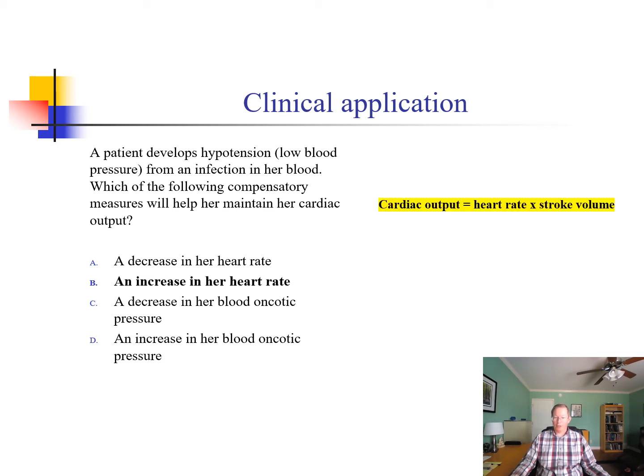So I hope that you remember that cardiac output is simply heart rate times stroke volume. If I want to increase cardiac output, I can increase heart rate or I can increase stroke volume. In this case, increase in heart rate was one of the options, and that is the correct answer. Which is why when you get sick, and especially if your blood pressure starts to drop, you will become tachycardic. This is a compensatory mechanism.